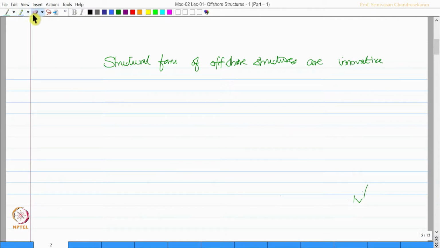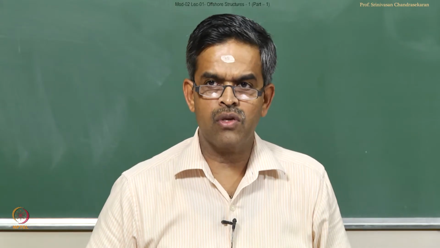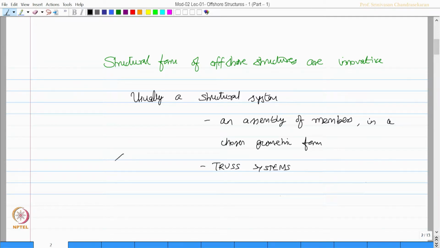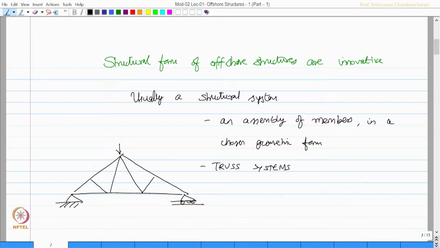Friends, when you talk about a system which is usually designed to resist loads, a structural system which is an assembly of members in a chosen geometric form, I can give an example. Let us take truss systems. So, have a truss system. It will have some support condition, let us say a simply supported status, subjected to some loading at the nodes.